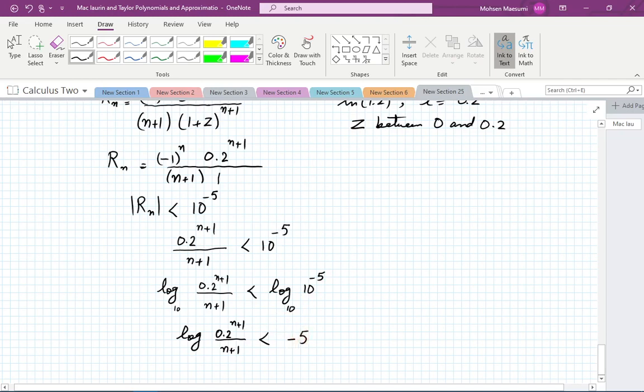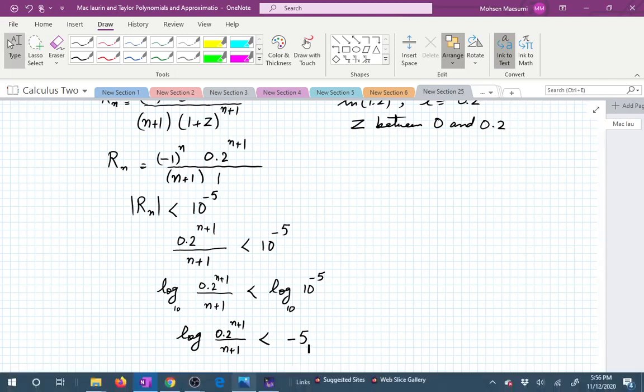So we did all of this so that instead of dealing with a small number like this, I have an easy to see number like -5. So now I can go ahead and use decimals to solve this inequality. How do I do that?